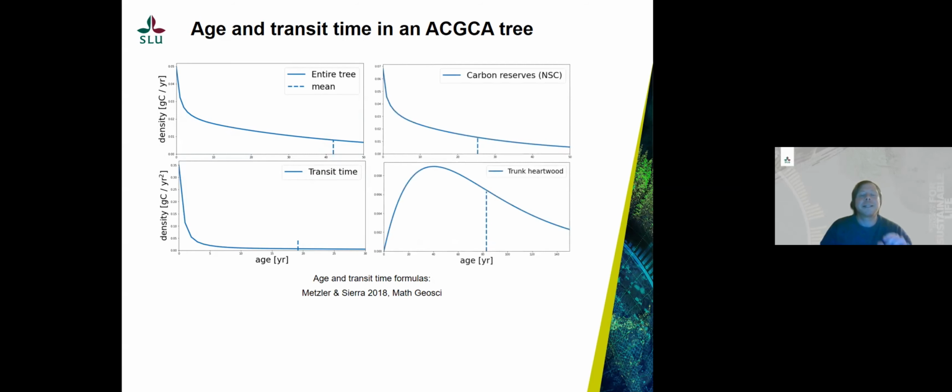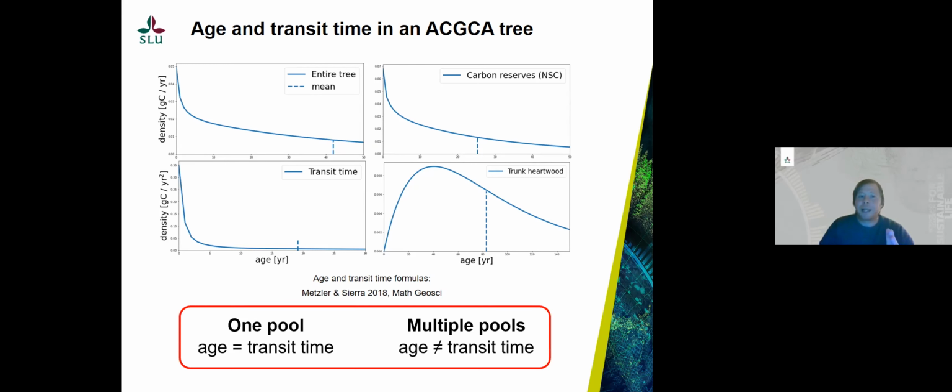And the reason for this is that different pools have different age distributions, as we can see here on the right. The upper plot on the right shows the age distribution of the carbon reserves. This still looks a little bit exponential, but actually it's not. And the lower plot shows the age of carbon in the trunk hardwood pool, and this has a completely different shape. The reason for this is that carbon, before it can reach the trunk hardwood, needs to travel through other pools first. And this means that in this trunk hardwood pool, there cannot be any carbon with age 0.